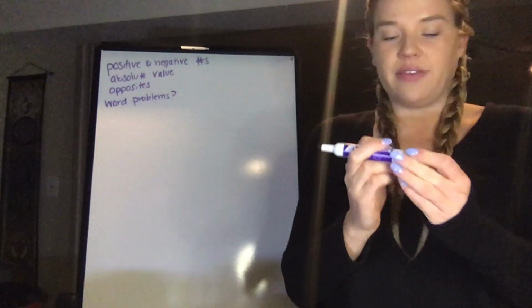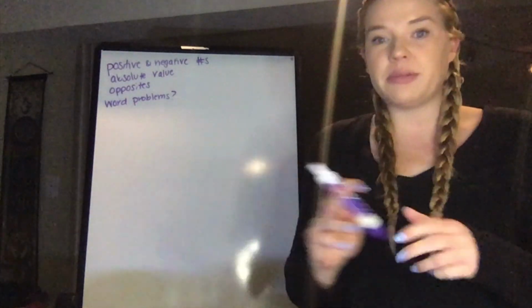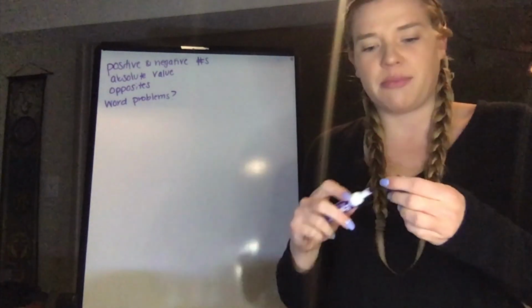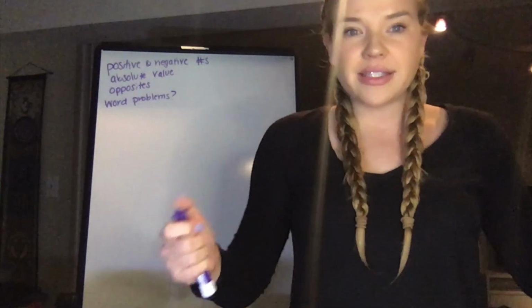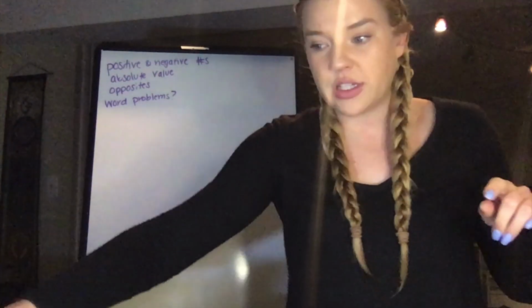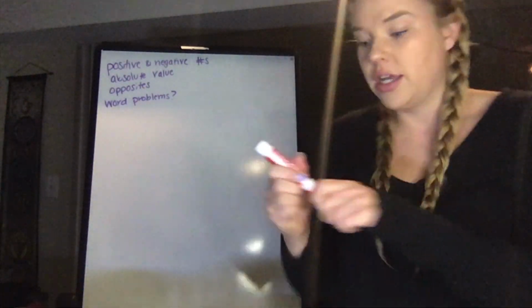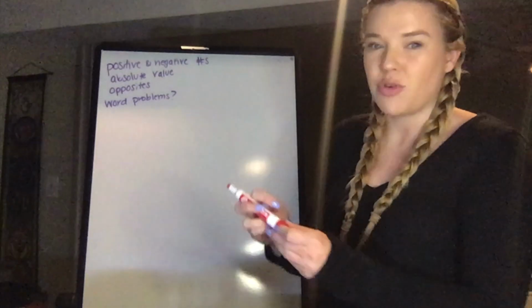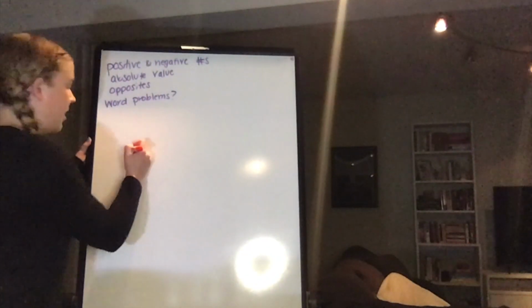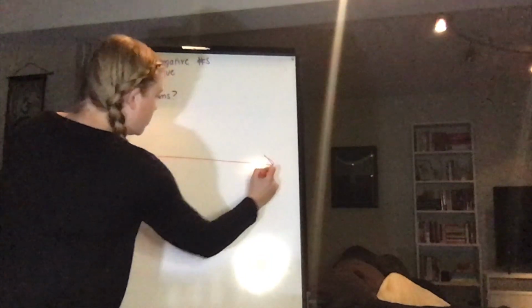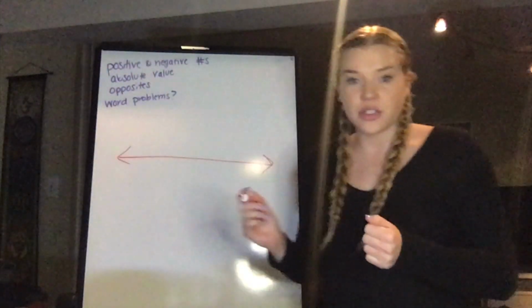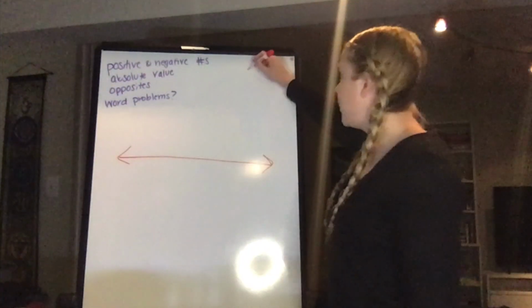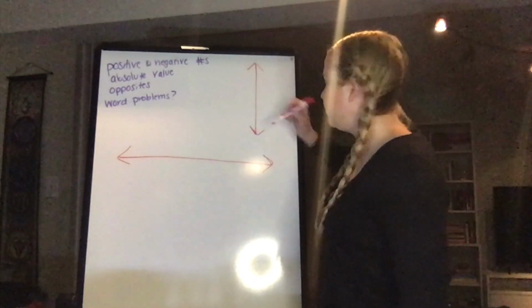So positive and negative numbers, we're typically going to see them written on a number line. And our number lines can be written two ways. They can either be written vertically or they can be written horizontally. So a horizontal number line is more of your traditional number line that we've been introduced to before. Well, this is weird. So this would be an example of a horizontal number line. A vertical number line is a number line that's going up and down.